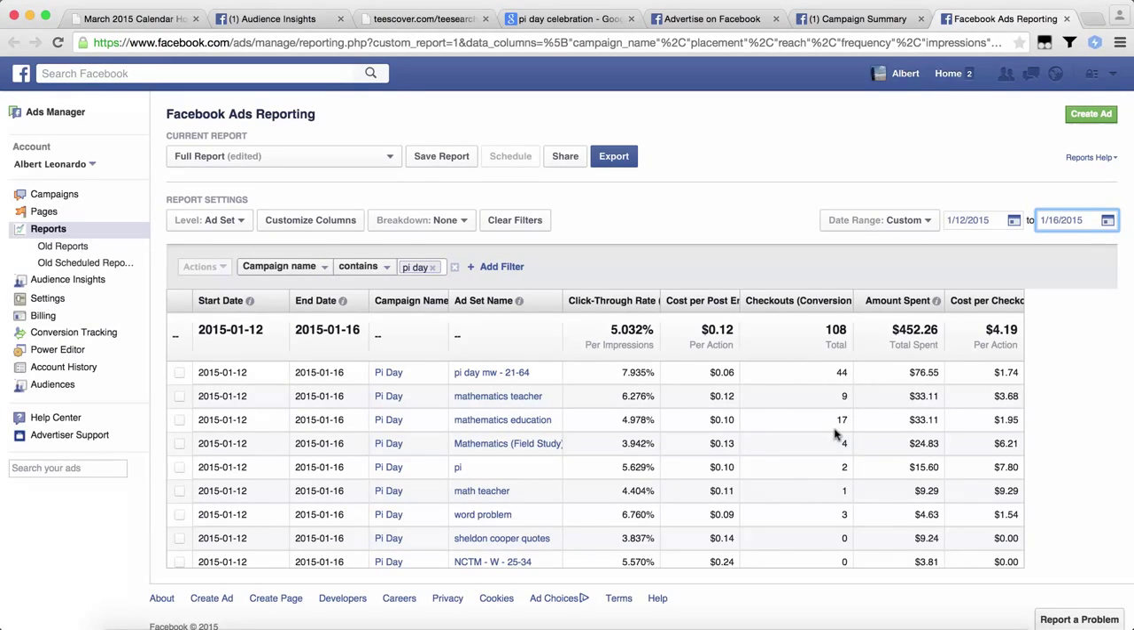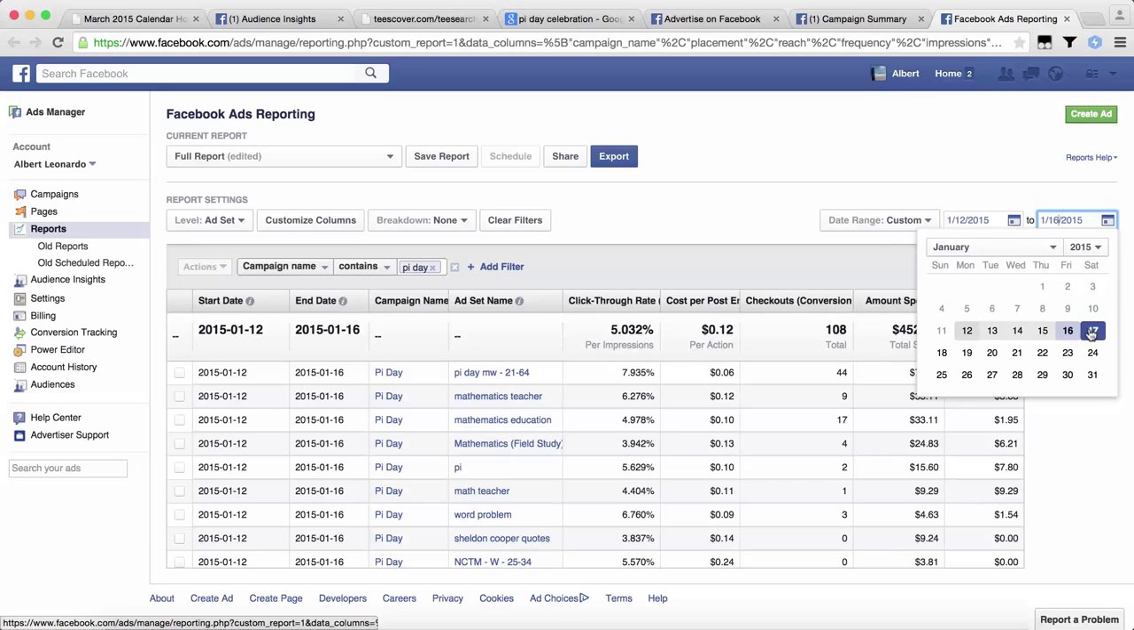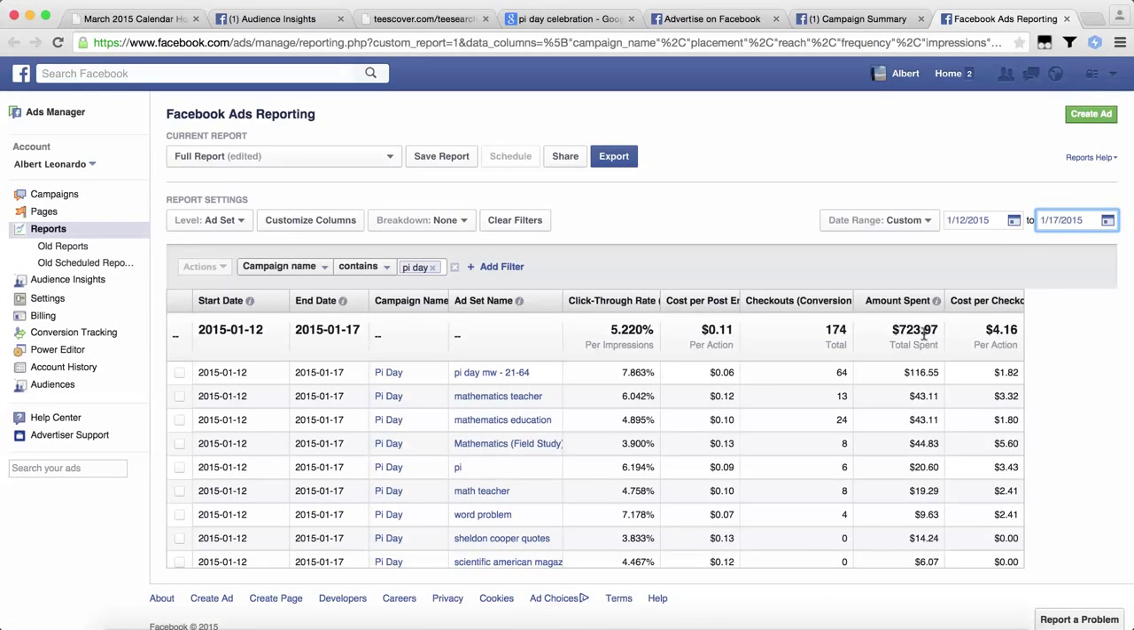And then you look at our stats now. For 16 January, we have spent $400, and the total checkout is more than 108. And then the next day we spent 700, so I spent around $200 to $300 per day, then increasing it to 400 per day and 700 per day. So this is how I scale by gradually increasing the budget over the days.